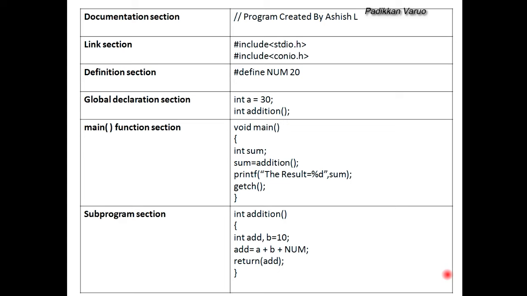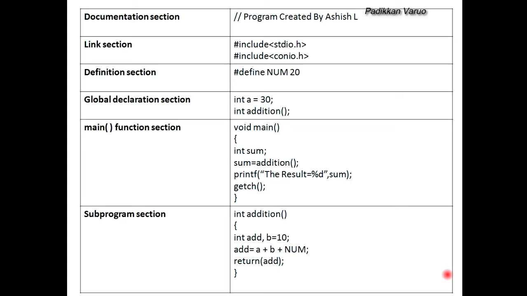The next one is the global declaration section. This section is used to declare the global variables and functions, etc. So what do we mean by global declarations? The variables or functions declared in this section can be accessed from anywhere inside the program. It is not under any particular function. That is what we mean by the global declaration section. Here we have declared and initialized a variable a, and also declared a function named addition.